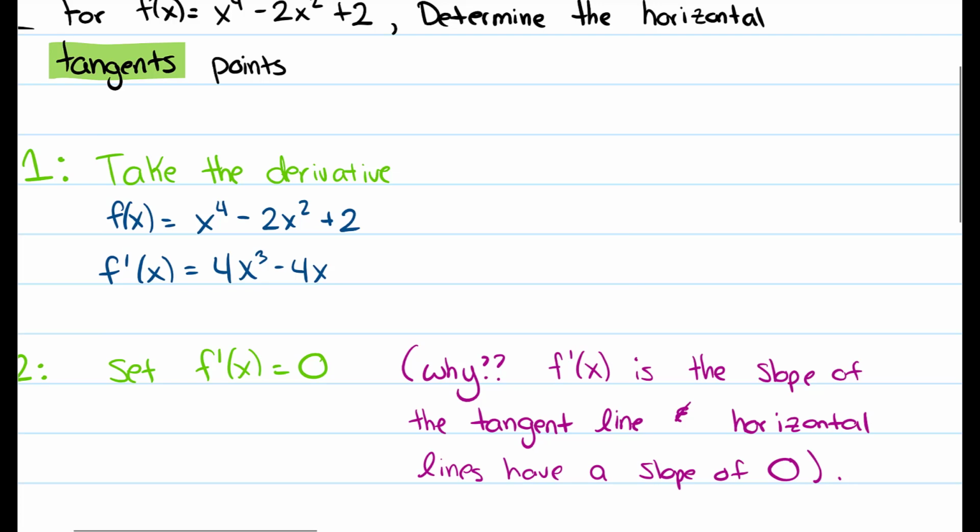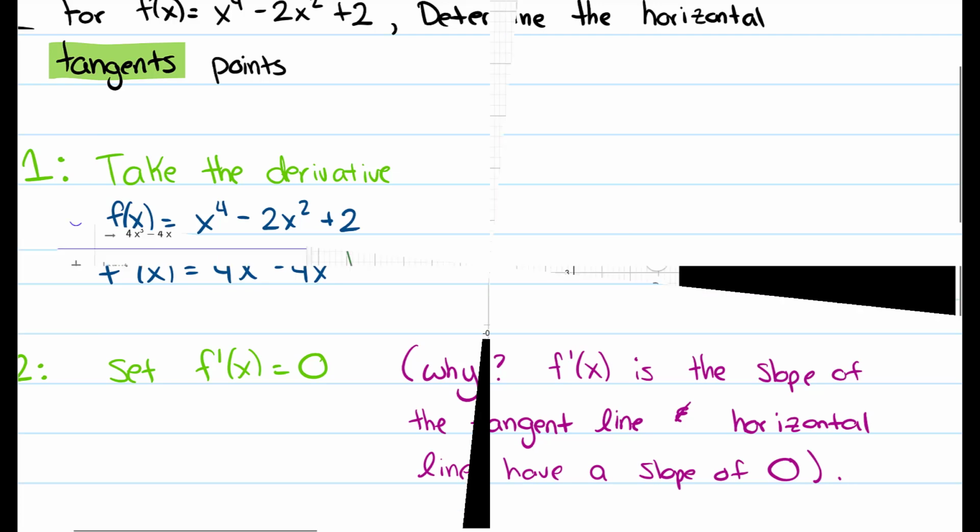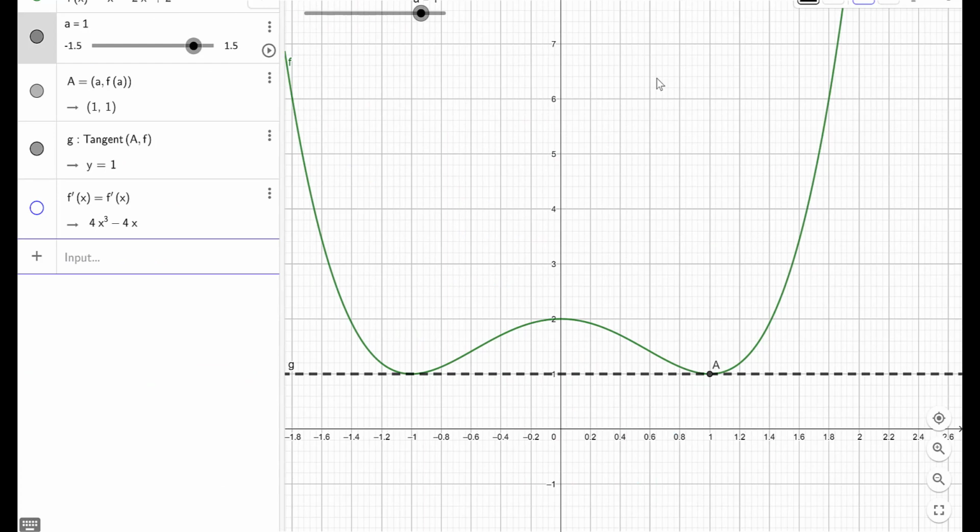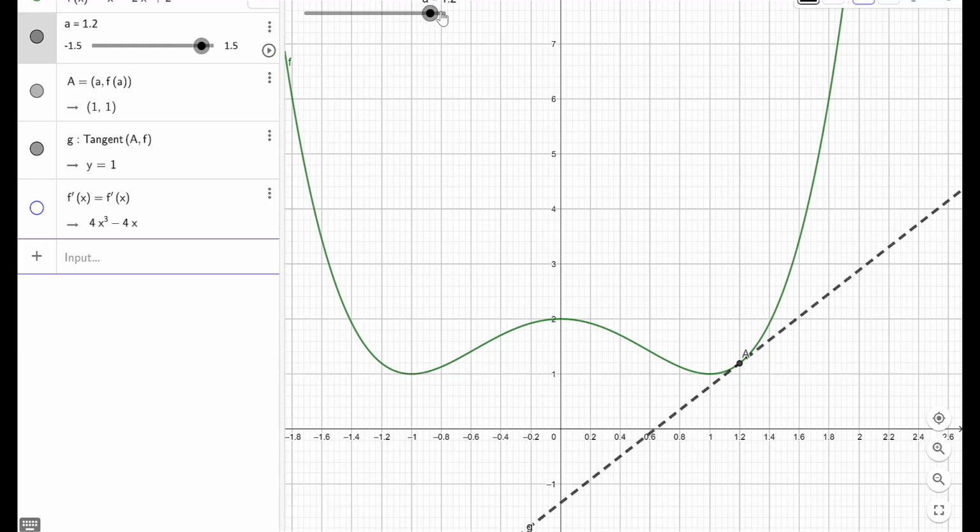Before we solve this algebraically, I first want to show you what the graph of this looks like so we can understand what we're actually looking at. Here we're going to take a look at our graph, which is x^4 - 2x^2 + 2, and we're going to just look to see how many horizontal tangents we should have.